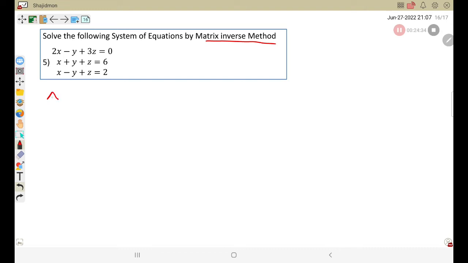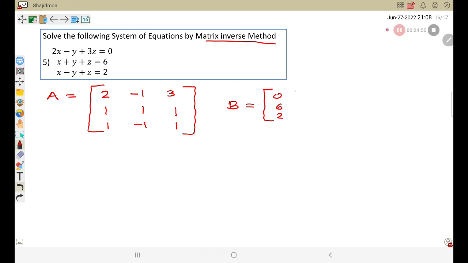So we can write the A matrix first. A matrix is X coefficients 2, Y coefficient minus 1, Z coefficient 3, second equation 1, 1, 1, 1, minus 1, 1. Then B matrix 0, 6, 2. Then capital X matrix, unknown matrix X, Y and Z.